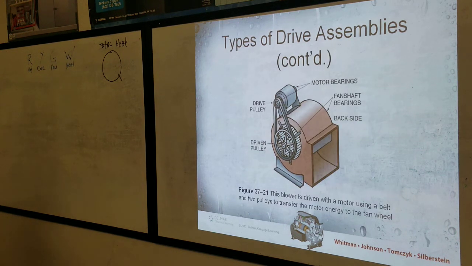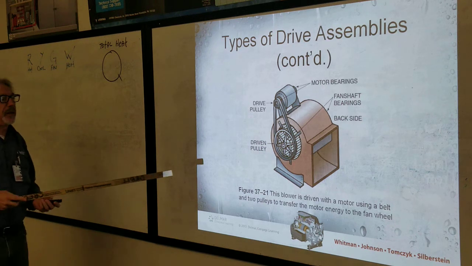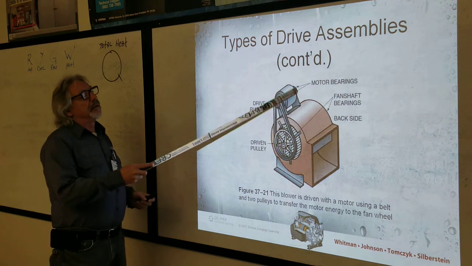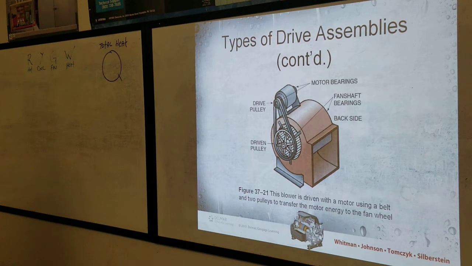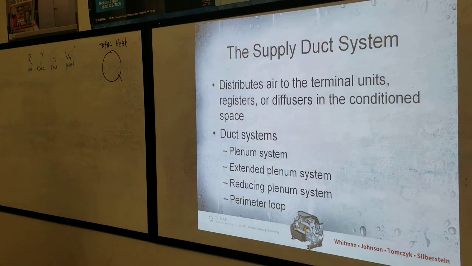Okay, another cartoon of your belt drive squirrel cage motor. Does that remind you of anything? Looks like that little 40 thing that we had, a little belt on it. No? Okay. So this is typical for evaporative coolers. Also commercial blowers.